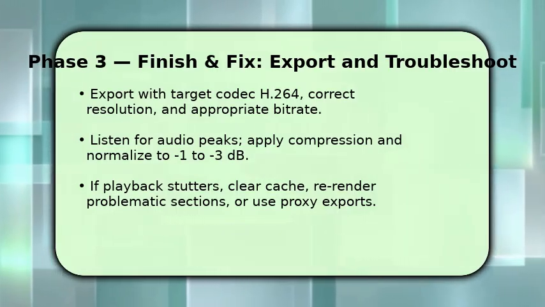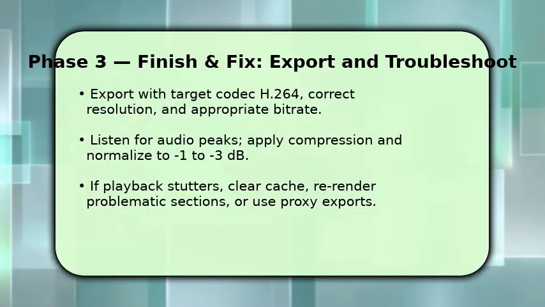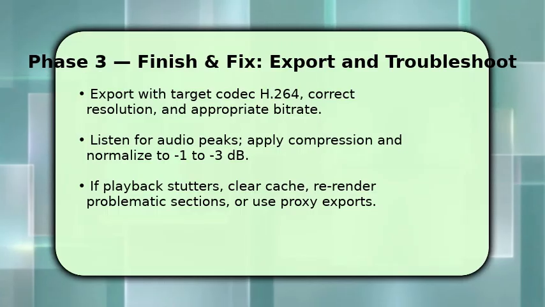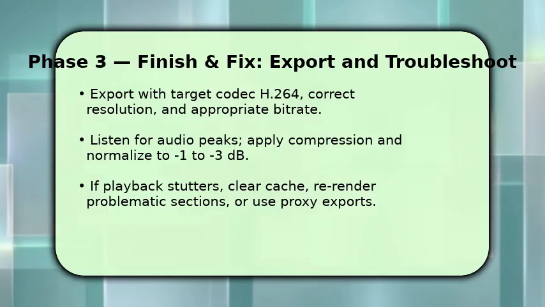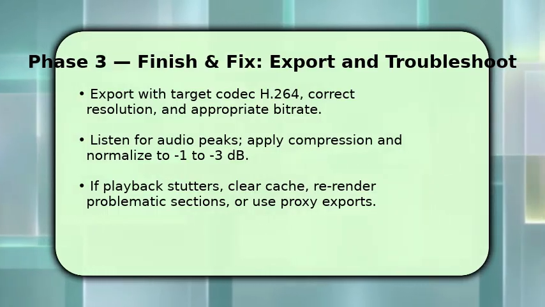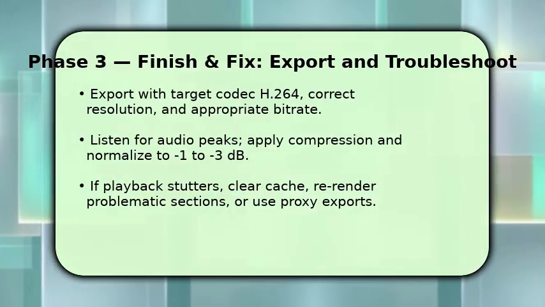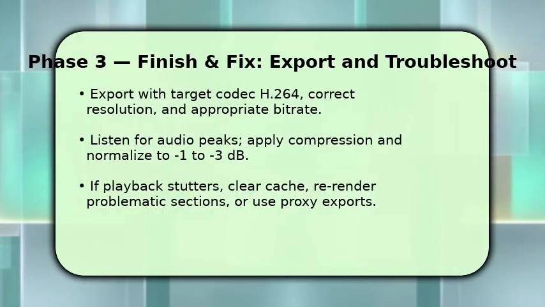Then export using H.264 at the native resolution and a moderate bitrate for streaming. If things go wrong, playback stutters or artifacts, clear Clipchamp cache, re-render the troublesome segment, or export using proxy settings. Doing that fixes most playback and sync issues quickly.